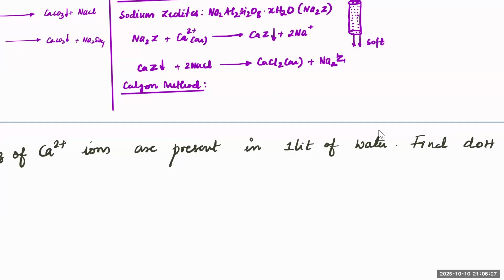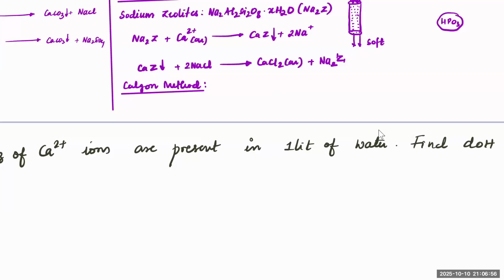So the Calgon method is adding a complex salt of metaphosphoric acid. Got it? HPO3 is called metaphosphoric acid, and the complex of that means you're adding it with some base and making it into a salt. That salt is called salt of metaphosphoric acid. And what is that salt we are taking?